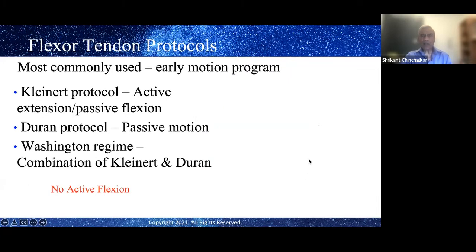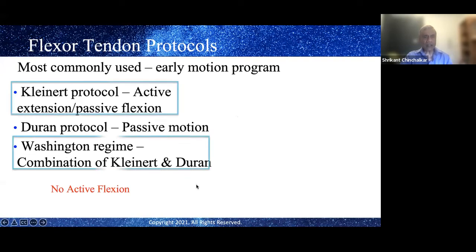So now it's important for us to focus on a few tendon protocols that have been published and well publicized. The most commonly used protocols were technically called early motion programs, but we're going to focus on whether they are truly an early motion program or whether they allow minimal motion of the tendon. So we know that the Kleinert protocol consists of active extension, passive flexion. The Duran protocol consists of just passive motion of the PIP and DIP joint in a tendon protected manner, whereas the Washington regime, initiated by Jimmy Chow, used a combination of Kleinert and Duran.